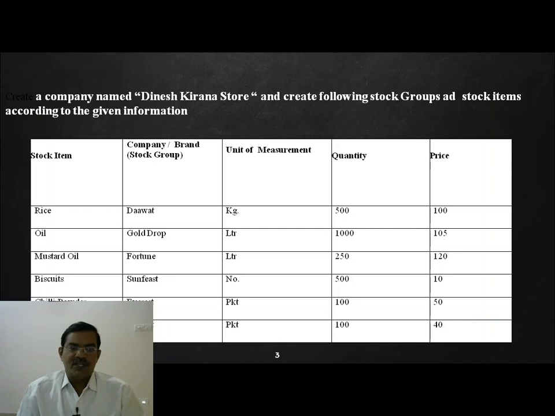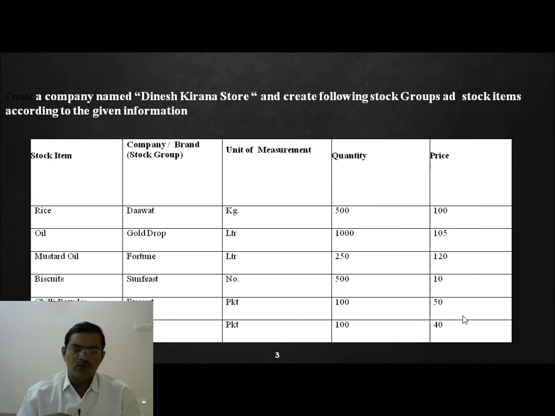And how are we measuring? The unit of measurement is different for each item. Rice is measured in kilograms. Oil is measured in liters. Biscuit is measured in numbers. And chili powder we can measure in packets. In this case, there are 4 different types of unit of measure. So these are the quantities available, and these are the price rates.